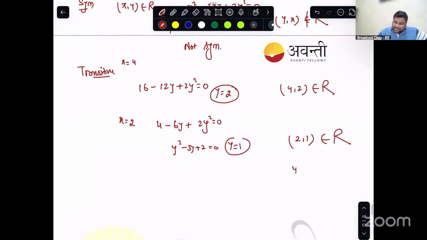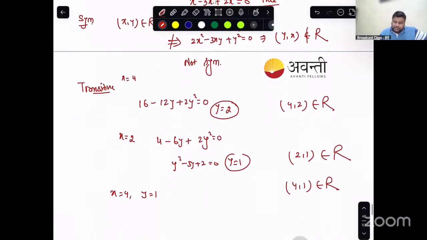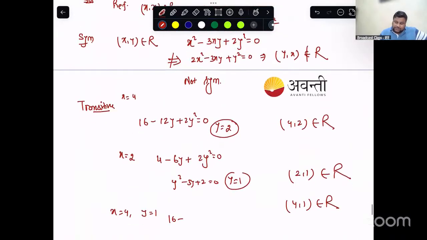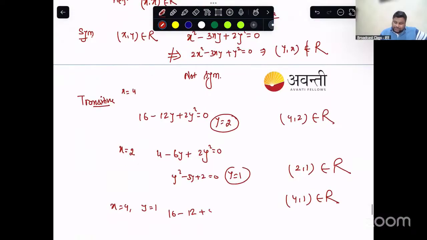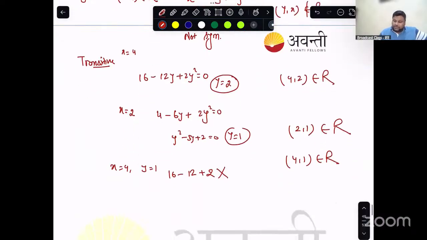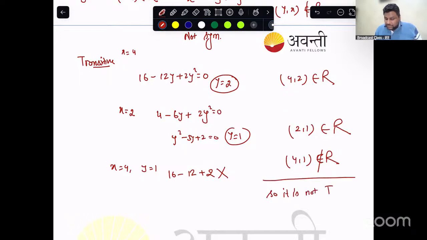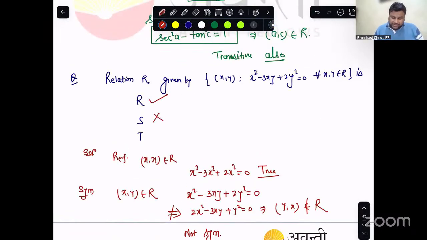Now you have to check, is (4, 1) belonging to the relation? Put x as 4 and y as 1. 16 minus 12 plus 2. No, this is non-zero. That means (4, 1) does not belong to the relation. (4, 2) belongs but (4, 1) does not, so it is not transitive. So that means the relation is reflexive, but neither symmetric nor transitive.